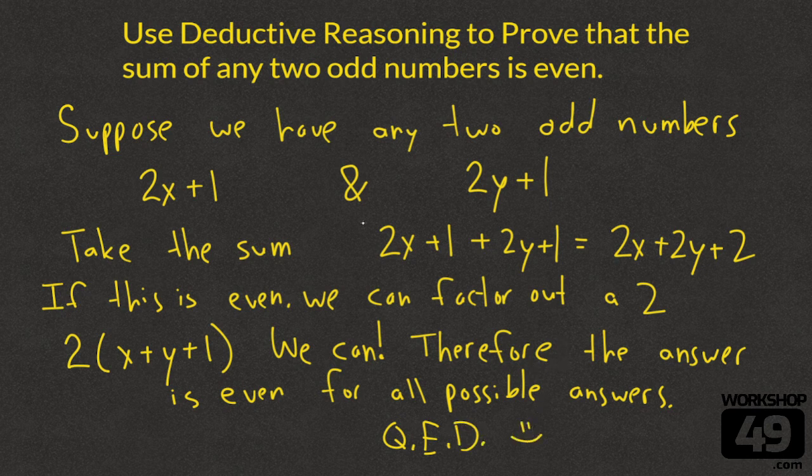Once again, by using deductive reasoning, we haven't just given some examples, we've proved it for all. We've picked any 2 odd numbers, we've added any 2 odd numbers together to get any possible answer. We've shown that no matter what answer we get, even using variables, we can factor out a 2, which means that for every possible answer, the answer will always be even. And that's how we use inductive and deductive reasoning.